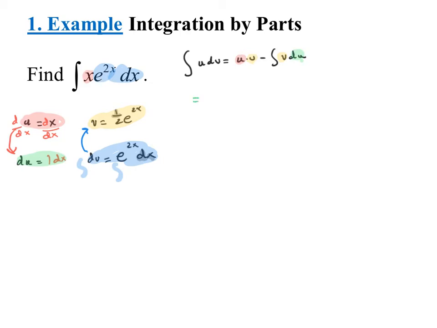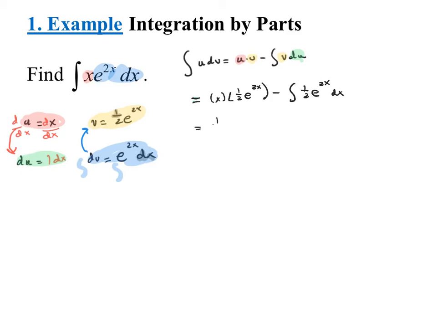Our original integral was x e to the 2x. Using integration by parts, we would have u, which was simply x, times v, which is 1/2 e to the 2x, minus the integral of v. The integral of v would be 1/2 e to the 2x du, which would be 1 dx, and there it is right there. So there's uv minus the integral of v du.